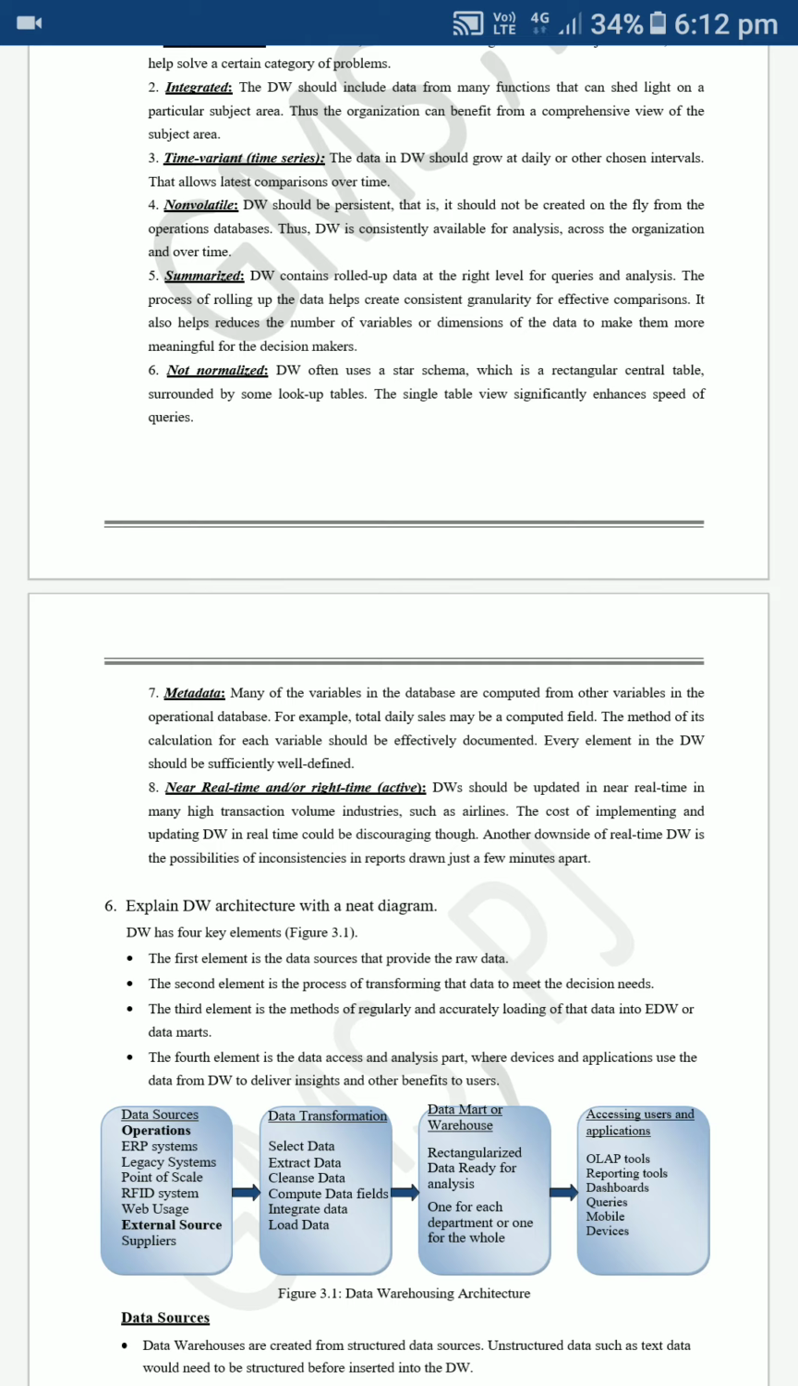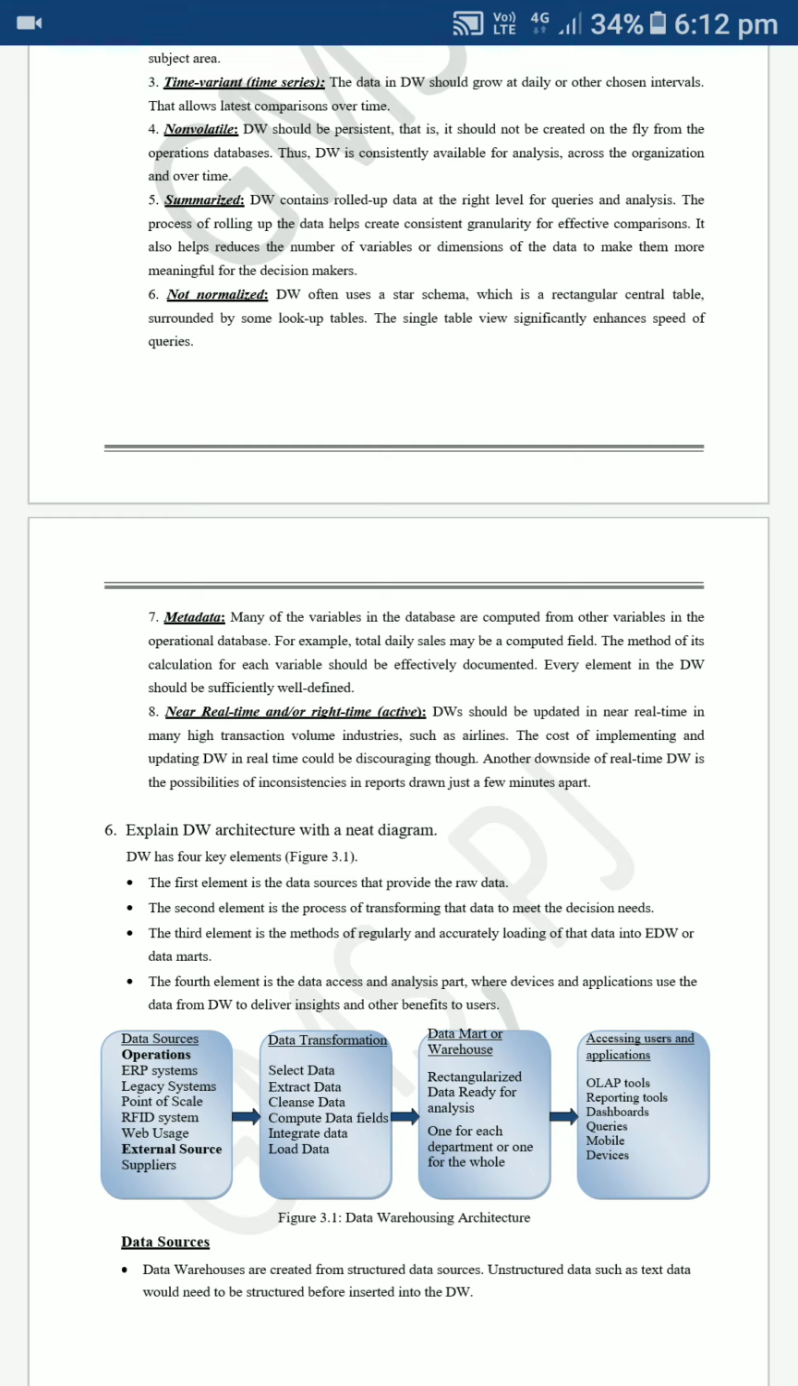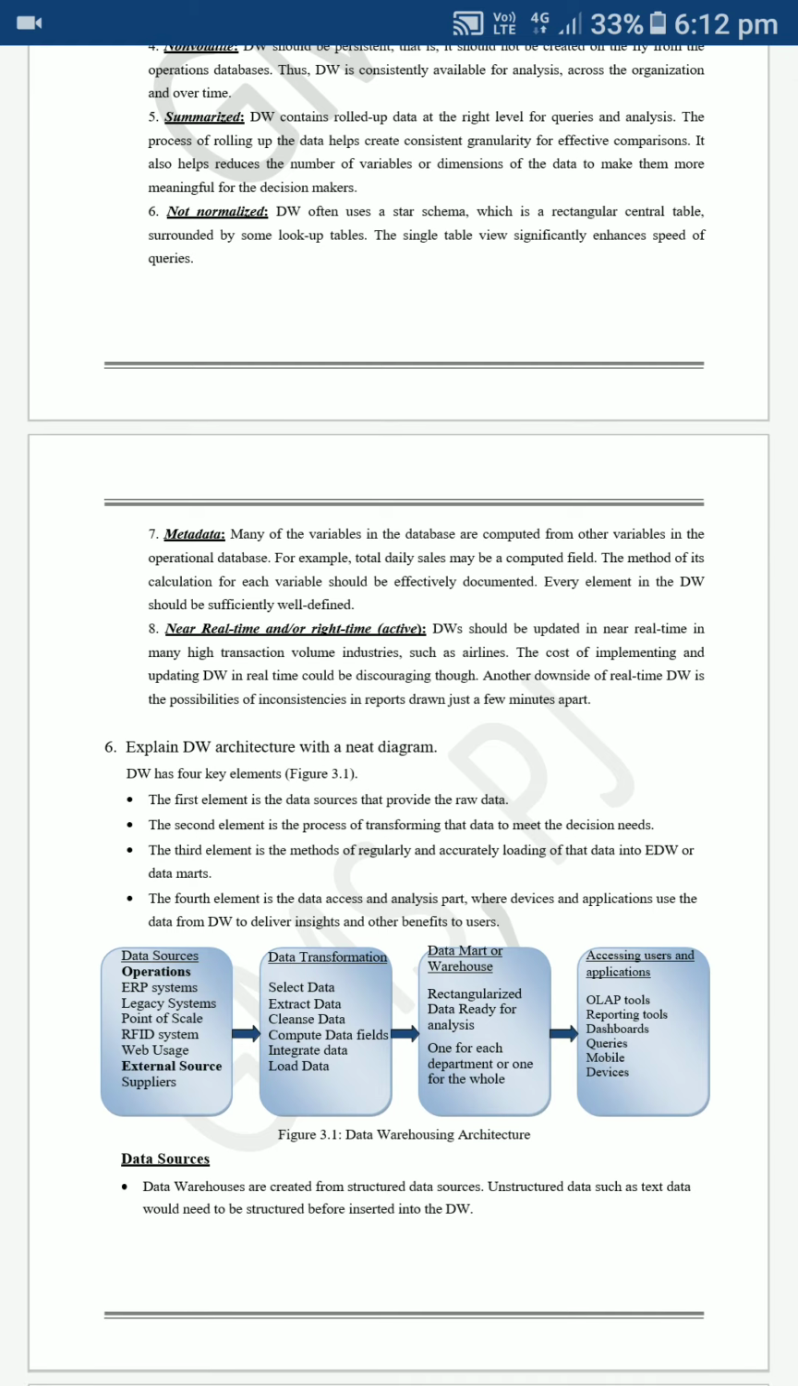And next one is the metadata. Metadata means here it will take many of the variables of the databases, other than operational databases. For example, you can take the daily sales total, which is kept up to date with the help of the metadata and the star schema. Because here also we are using rows as well as columns, so automatically all the data will be updated in the form of rows and columns.